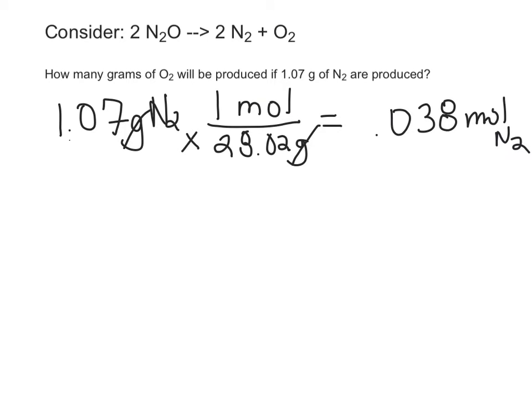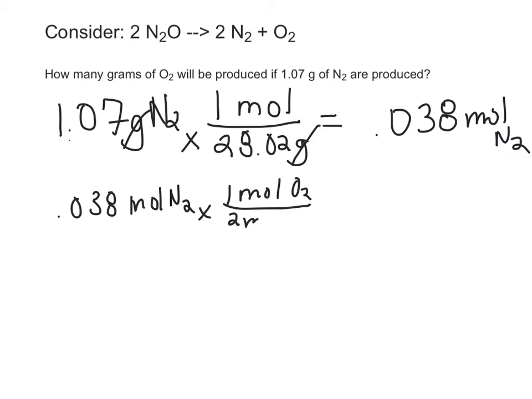Now that we have moles, this actually looks like the easier types of problems that we've been solving. So now we can say, okay, 0.038 moles of N2, and we need to convert those moles, remember, from N2 to O2. So we are going to say 0.038 moles of N2 times 1 mole of O2 over 2 moles of N2. And we got that 1 and that 2 simply from the coefficients that exist in our balanced equation. So 1 mole of O2 goes with 2 moles of N2.